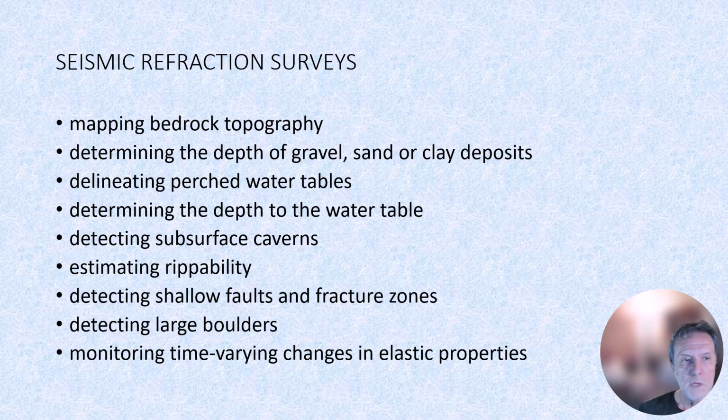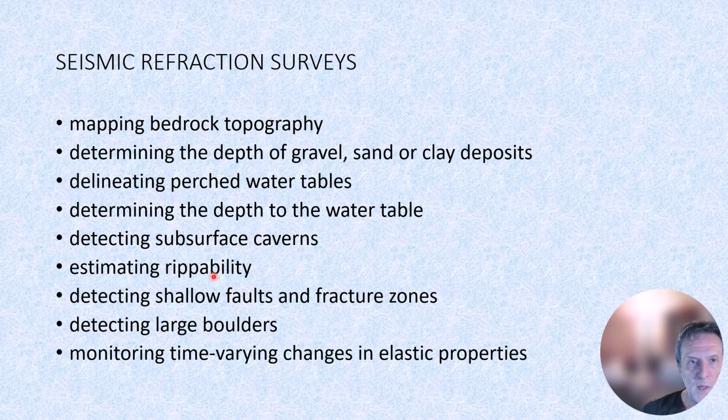So what do seismic refraction surveys allow us to do? They allow us to map bedrock topography. Why? We can determine the depth of gravel. We can determine the depths at which layers change, let's say from gravel to sand or gravel to clay. We can pick up water tables sometimes with geophysical surveys, the depth of the water table. In areas like Florida or other karst topography areas, we can detect subsurface caverns and voids.